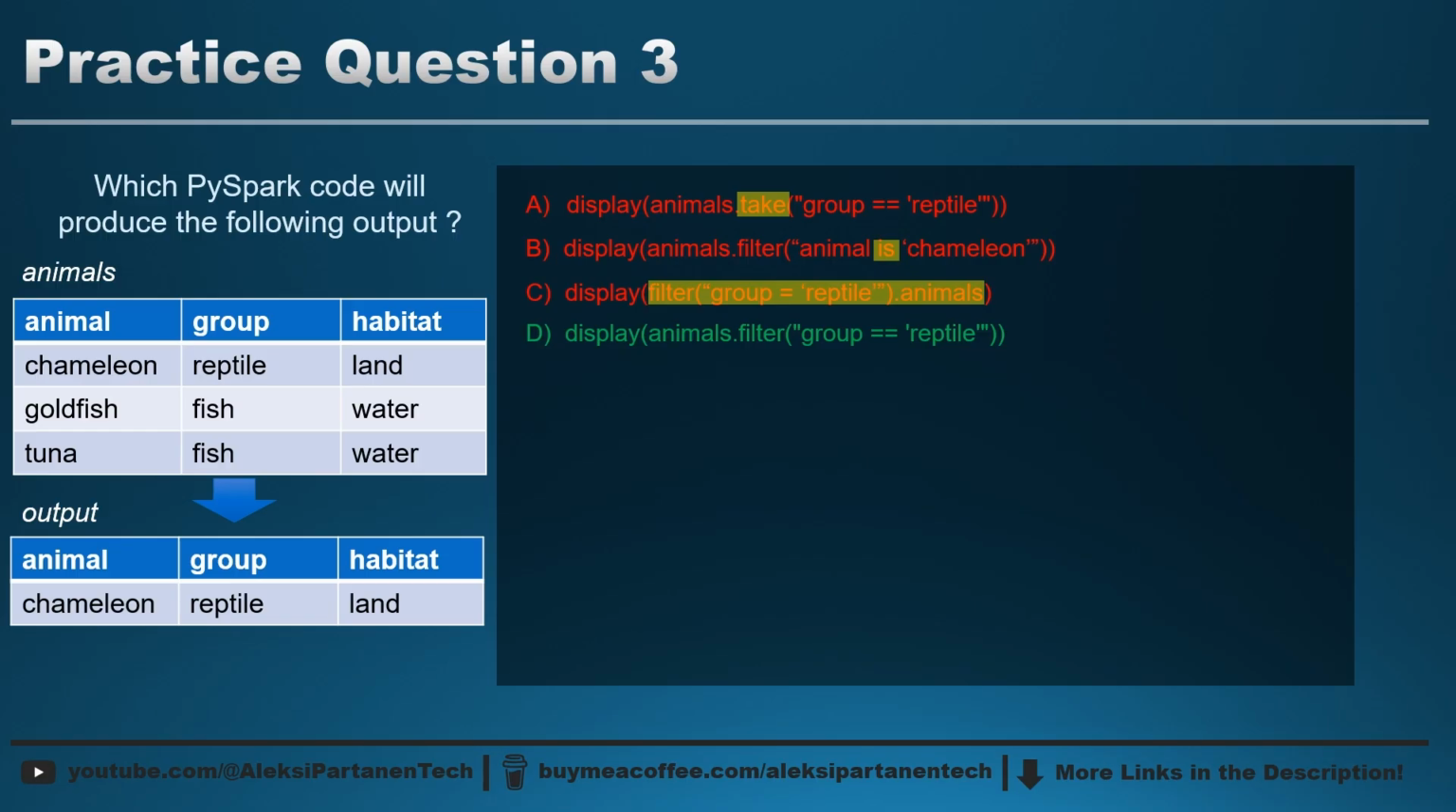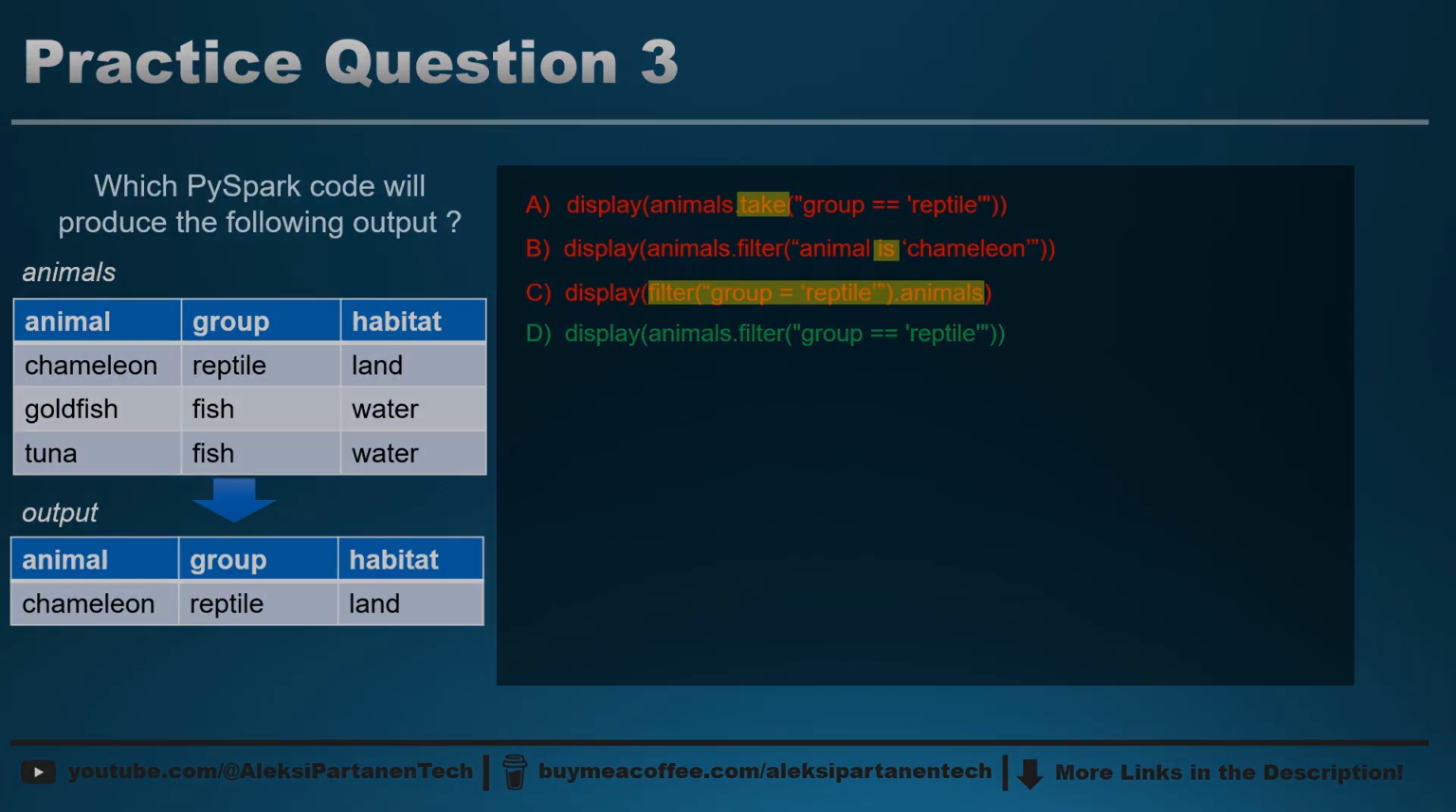And in code C, the order is wrong, because we will start from the data frame that we are going to filter, and then say dot filter and use that filter function on that data frame, and not the other way around. And that is all that I wanted to cover today.